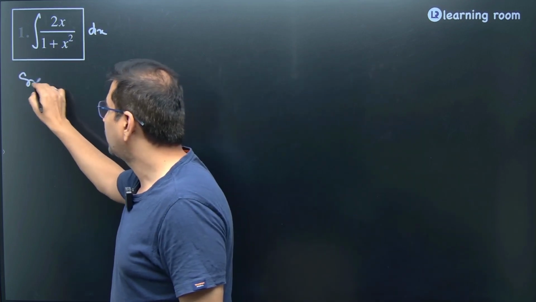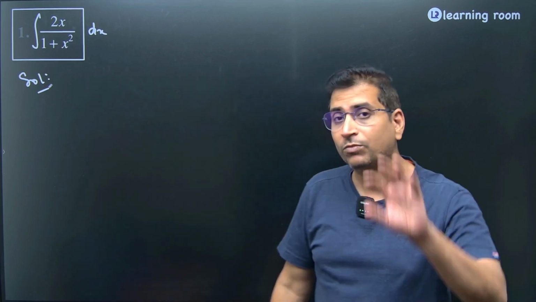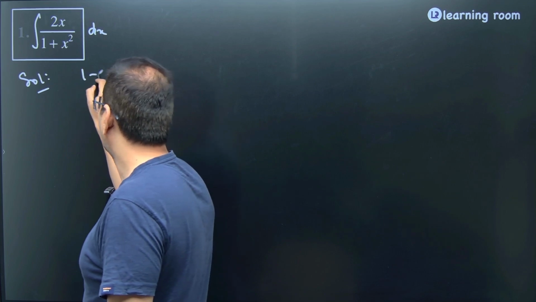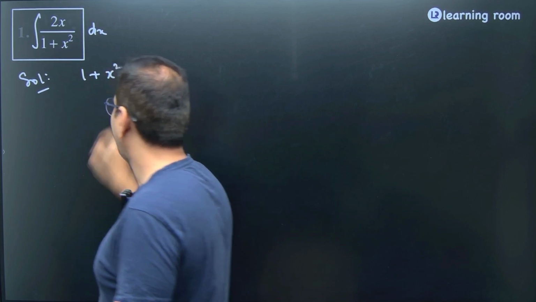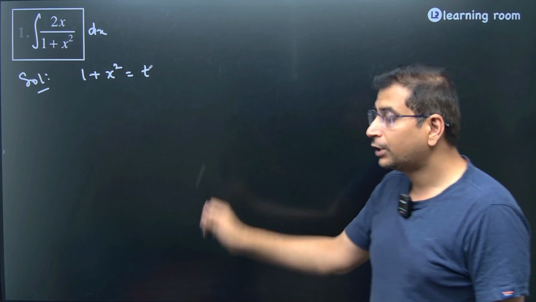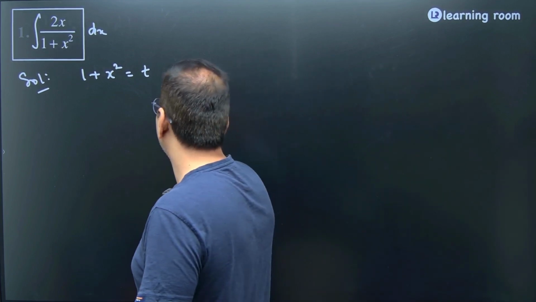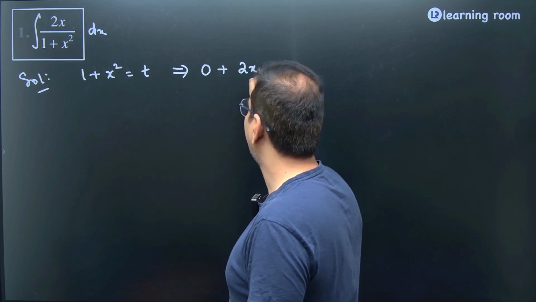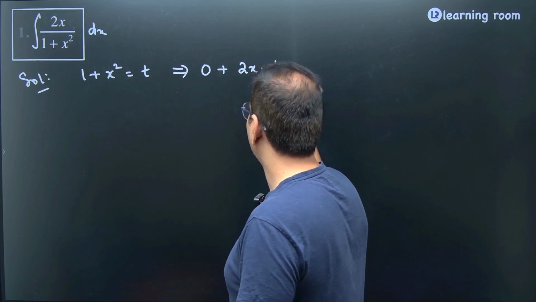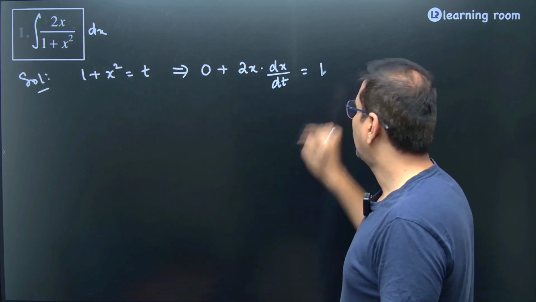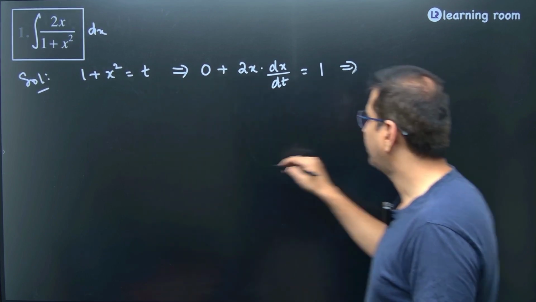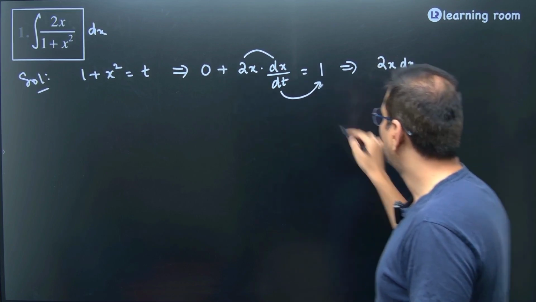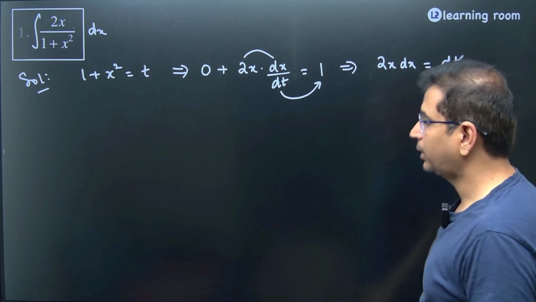So, for you to convert a second degree expression to a first degree expression, we need to differentiate. That gives us an idea that we need to substitute 1 plus x square as t. Now we need to differentiate on both sides. So when I do that, the derivative of 1 is 0 plus the derivative of x square is 2x into dx divided by dt, is equal to the derivative of t, which is 1. So from this step, I can say 2x into dx is equal to 1 into dt.